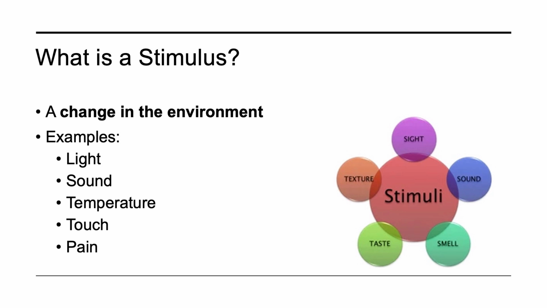Our environment keeps on changing. These changes are called stimuli. Examples of stimuli include light, sound, temperature, touch, and pain. Our nervous system can detect these stimuli and respond to them.